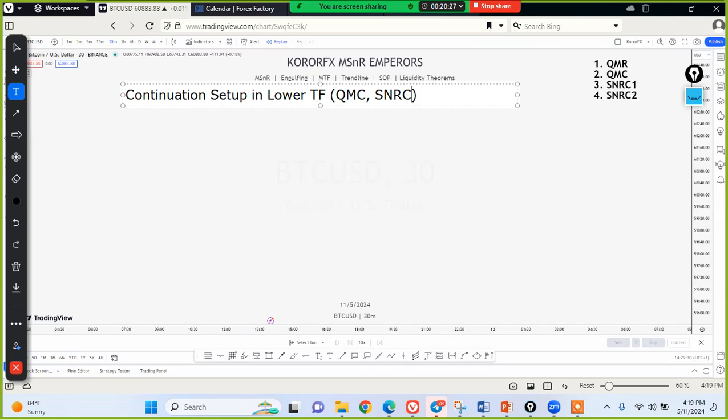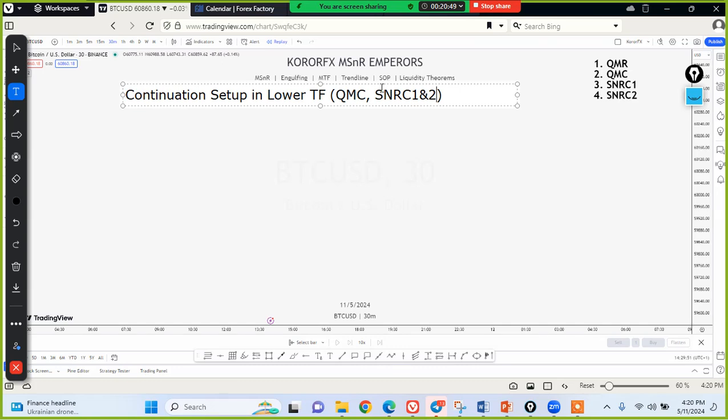SNR continuation has 2 types. We call them type 1 and type 2. They are always setups of lower time frame, which means they are only for continuation, not reversal. When you see SMC continuation and SMC reversal, they are different.